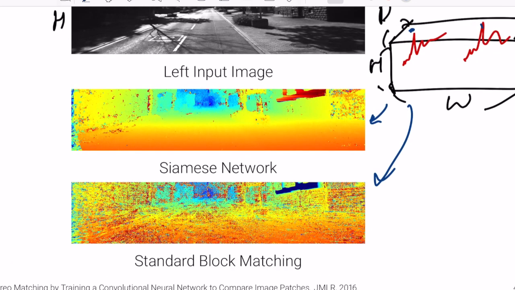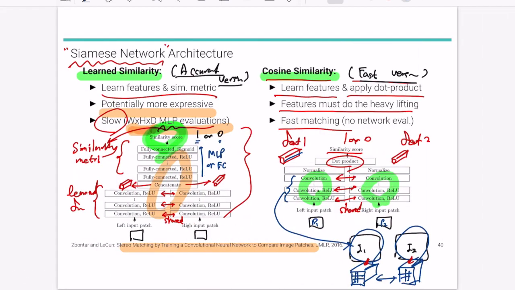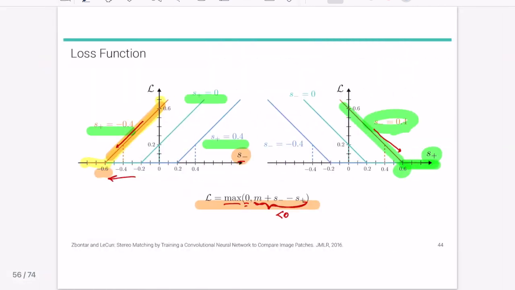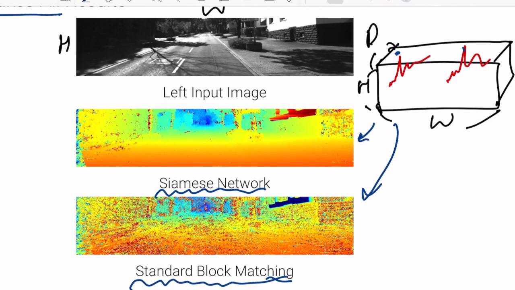So the middle one is the result by the Siamese model. This one is the correct version. And this one is the output of the standard block matching, like by NCC or SSD. As you can see here, the learning-based model shows much better performance compared to the standard block matching method.